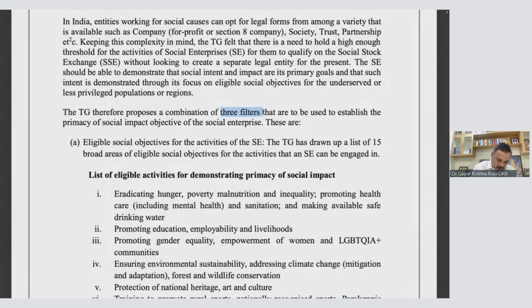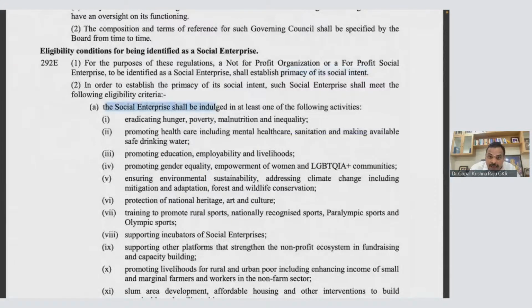Now, this is a very, very important test. What is the first test? Eligible social objectives. The eligible activity. Now, these are the eligible activities. A social enterprise shall be engaged in at least one of the following activities. At least. Now, what are those activities?